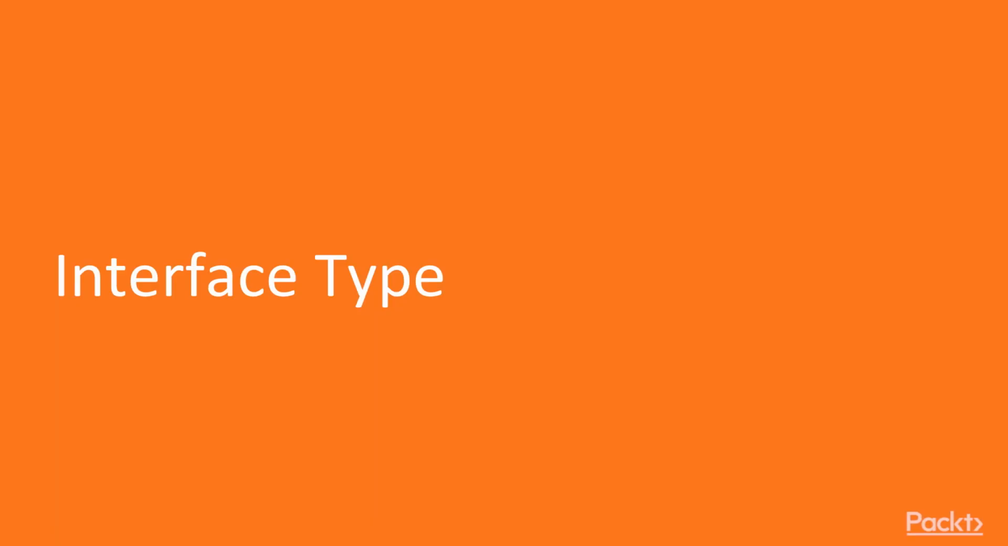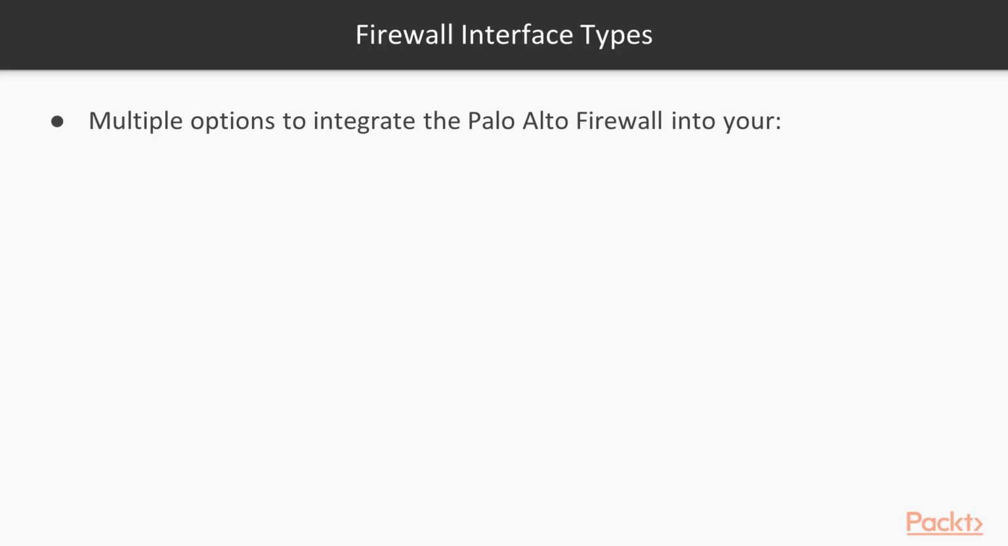Okay, interface types. Okay, everyone, let's begin this session by discussing, showing, and explaining how to configure those interfaces. We want to connect the firewall onto our network. We have a couple of options to choose from depending on your scenario. We're going to take a look at doing layer 2 interfaces.